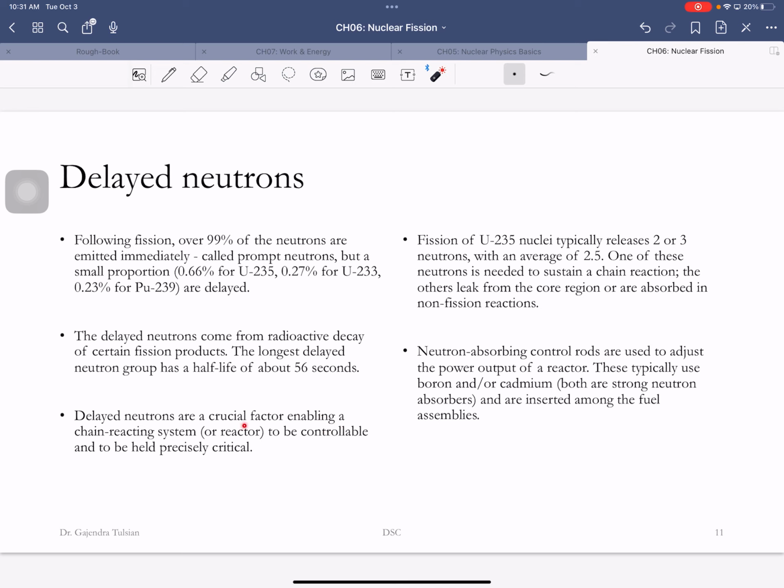Delayed neutrons are crucial factors enabling a chain reaction system, or a reactor, to be controllable and to be held precisely critical. What does that mean? Precisely critical?